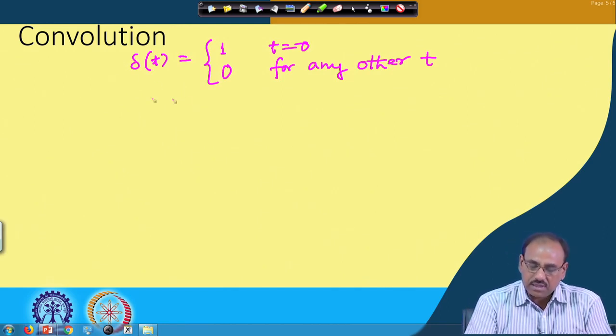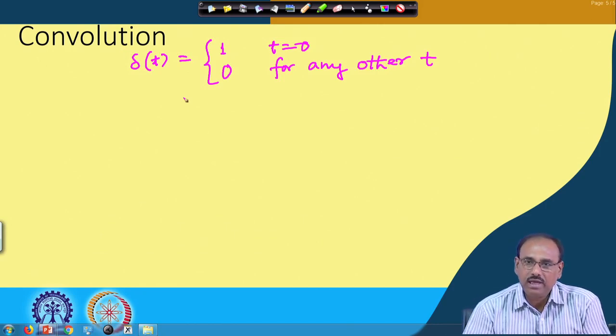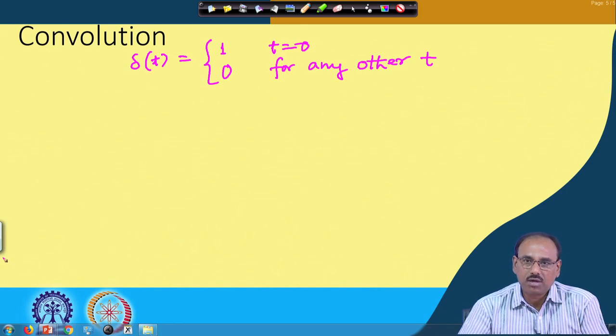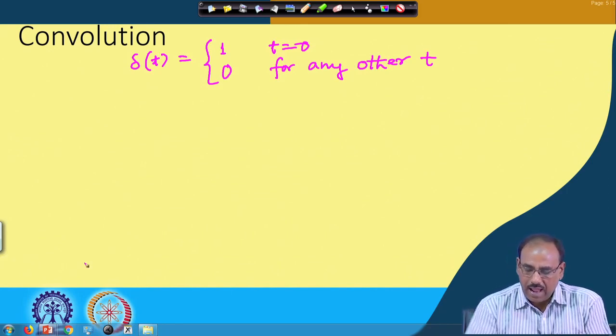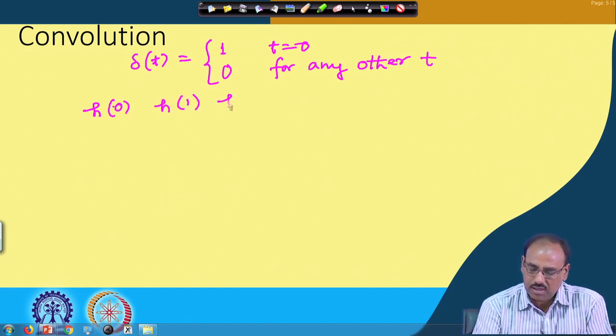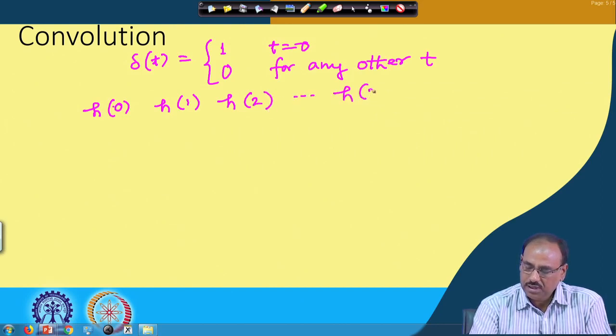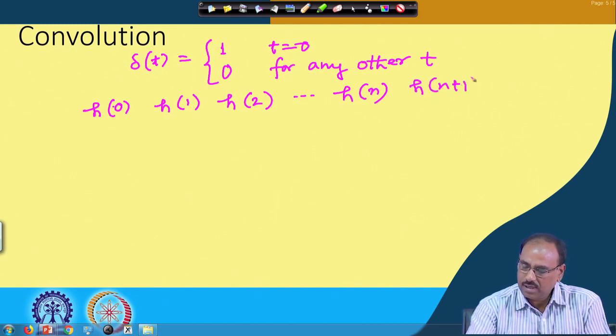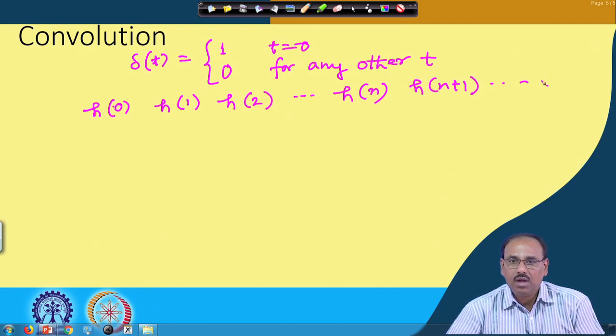Now, given any such impulse to a linear time invariant system, the impulse response, let us consider in discrete domain, at time t equal to 0, the impulse response is h0, at time t equal to 1 it is h1, at t equal to 2 it is h2, and so on, at t equal to n it is hn, then hn plus 1, and it continues like this. So, this is the impulse response of a linear time invariant system.